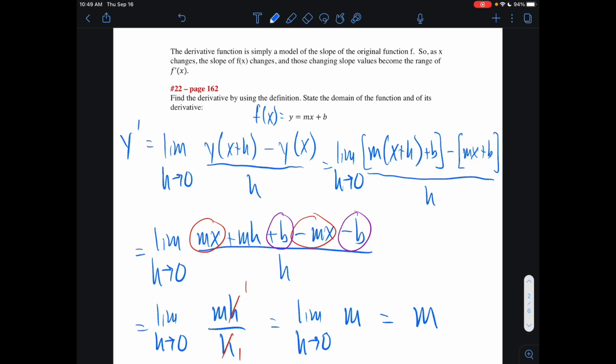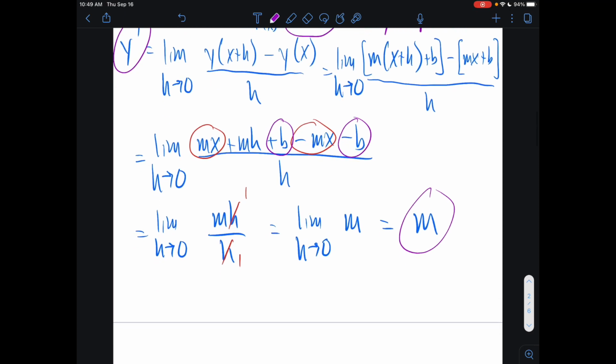And notice what we get here. The derivative y prime is equal to m, the slope of the function that we started with. Because remember, y equals mx plus b is a line with slope m. So we just got, from the definition, confirmation of what we noticed in the example above. So y prime is equal to m, which really is just a horizontal line at the value m.